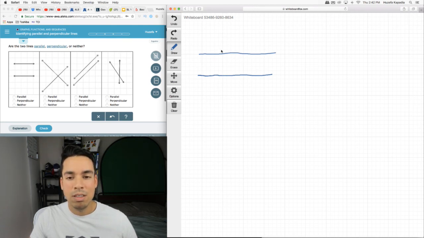What it really means is that if these lines go on and on forever and ever in both directions, they'll never intersect. It's like two railroad tracks. They'll never come into contact with each other. That's perfectly parallel.